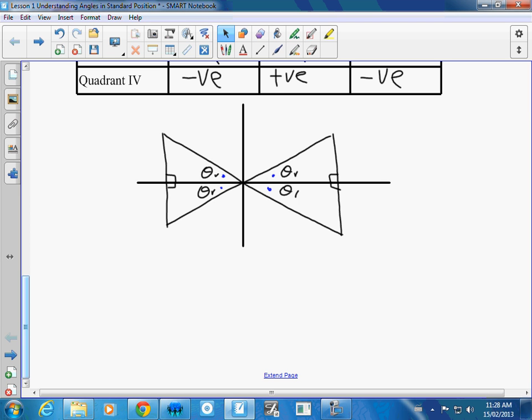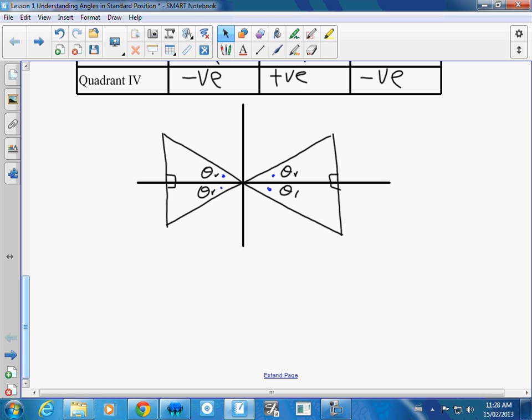How'd you get that? 180 minus theta r, right? Is that correct? And it ended up at 150. Okay, now watch. What's this in the third quadrant? What's this theta r right here?